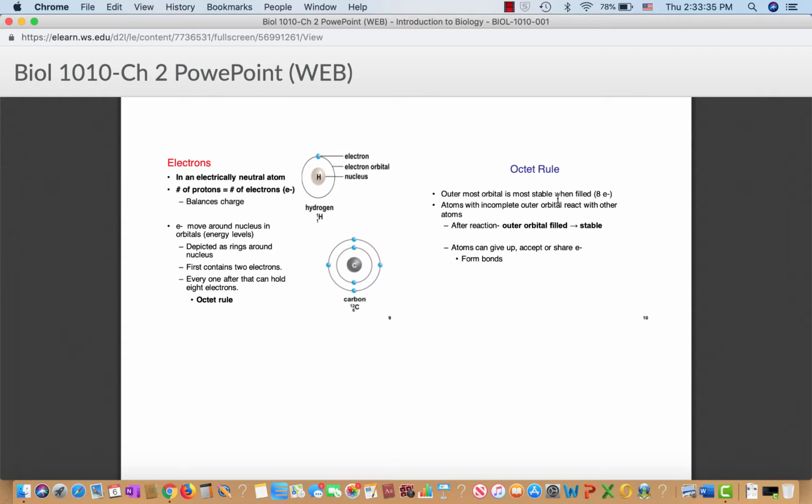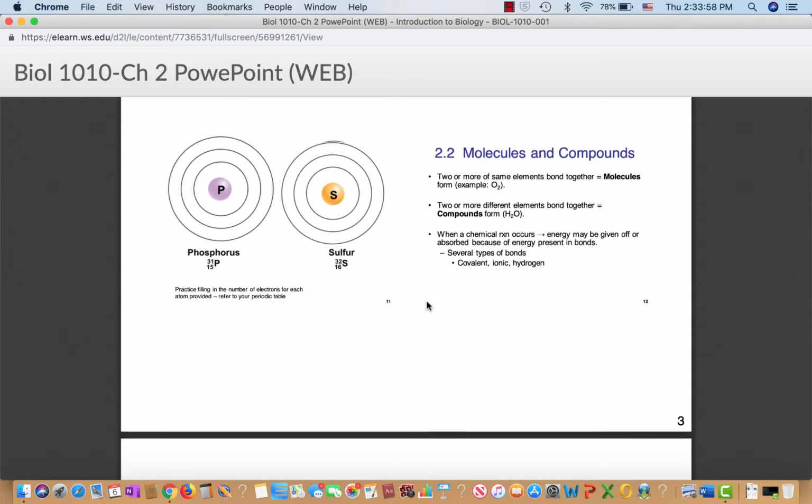Octet rule means that the outermost shell wants to have 8 in it. Some elements only have this first shell, in which case they want to have 2. Or if you're a hydrogen and you've only got 1 electron here, you're perfectly willing to give up that 1 electron and satisfy it that way. The type of bond that you will form depends on the electronegativity of your elements, but we'll get into that in just a moment.